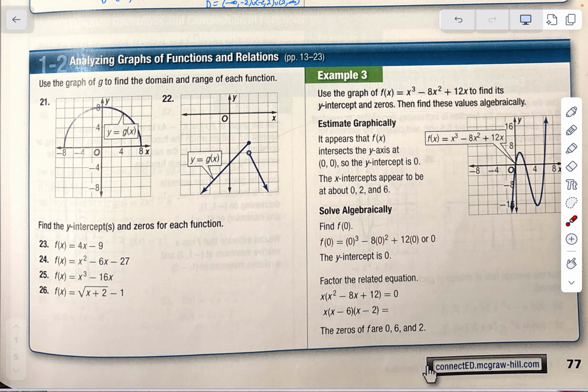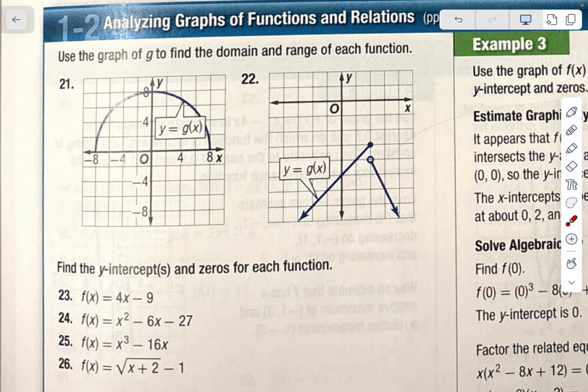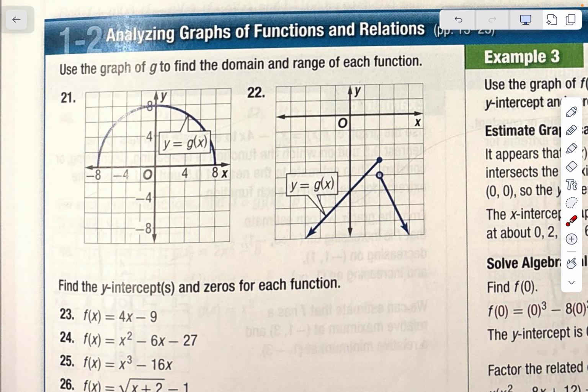Okay. So 1-2 says to use a graph to find the domain and range. So let's take a look at 21 and 22. Let's practice finding the domain from the graph. The domain starts at the left side of the graph, goes to the right side of the graph, and asks what x values I have run into. So let's do a domain for each of them first.